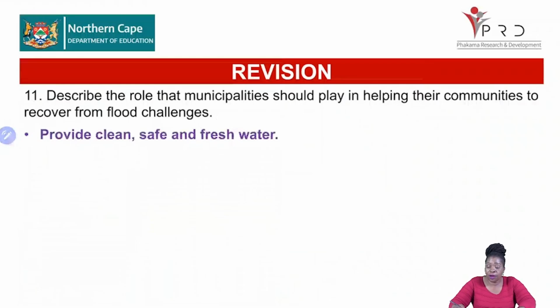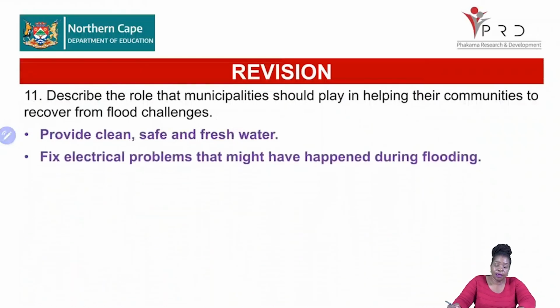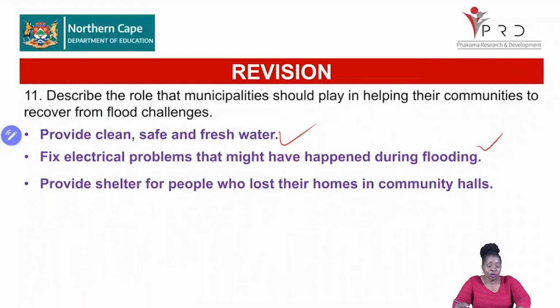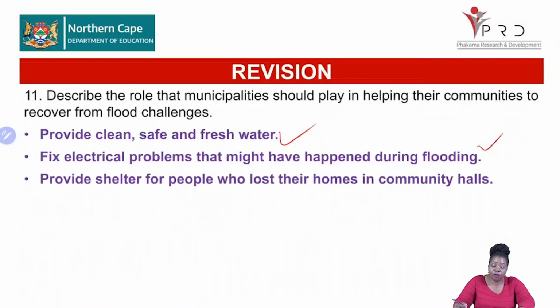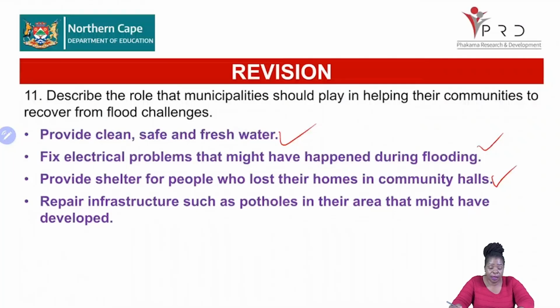Firstly, they should provide clean, safe, and fresh water. Also, they should fix electrical problems that might have happened during flooding. And also provide shelter in community halls for people who lost their homes. And they should also repair the infrastructure, such as potholes in their area that might have developed.